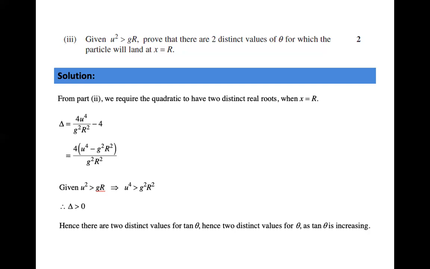And if the discriminant is greater than 0, then tan theta has 2 distinct values, and so for theta, as tan theta is increasing.